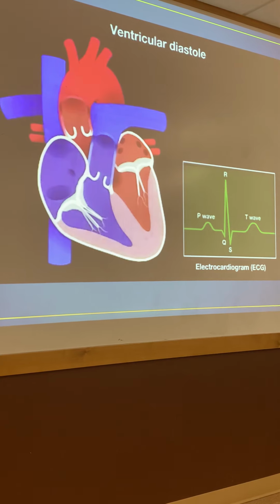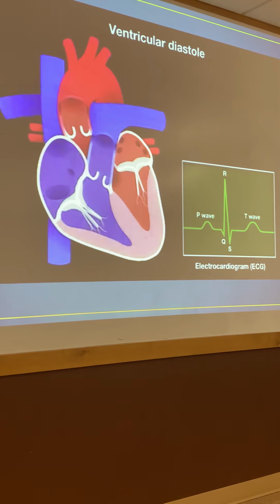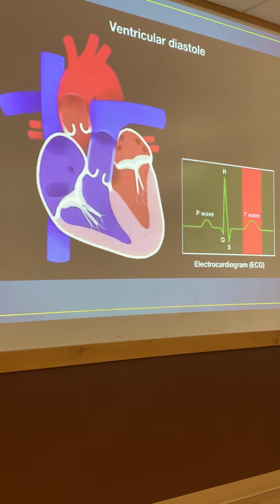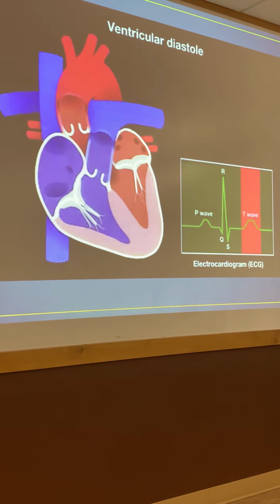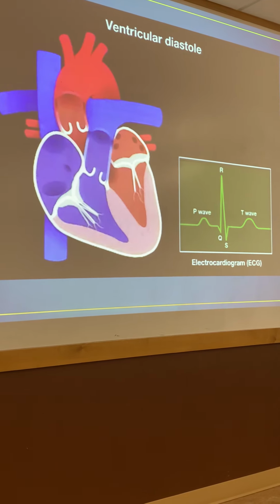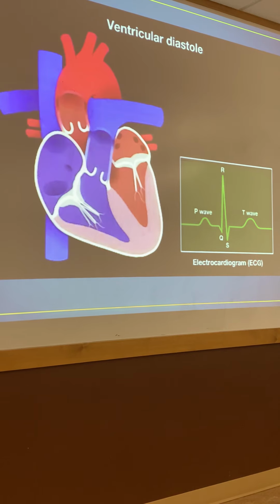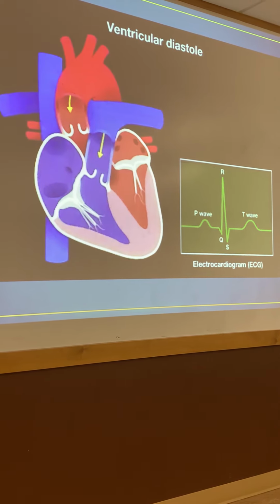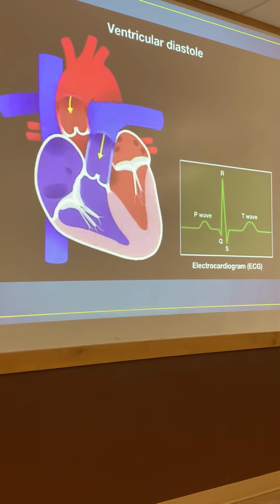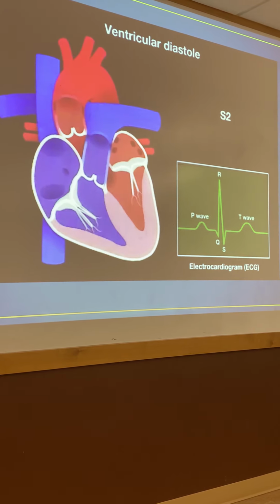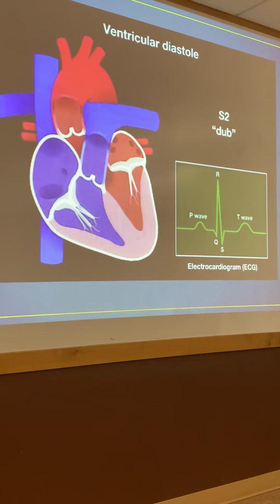In ventricular diastole, or relaxation, the ventricles repolarize. The T wave on an ECG represents ventricular repolarization. Ventricular relaxation results in decreasing ventricular pressure. During ventricular diastole, blood in the pulmonary trunk and aorta flows back toward the semilunar valves, causing them to close. The heart sound associated with closure of the aortic and pulmonary valves is known as S2, often described as dub.